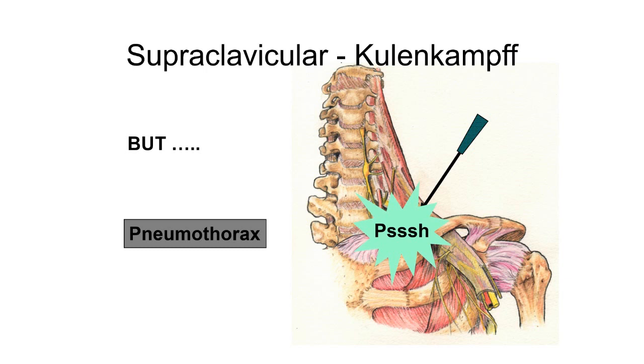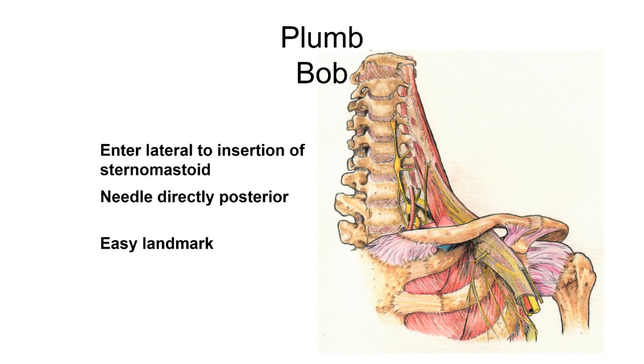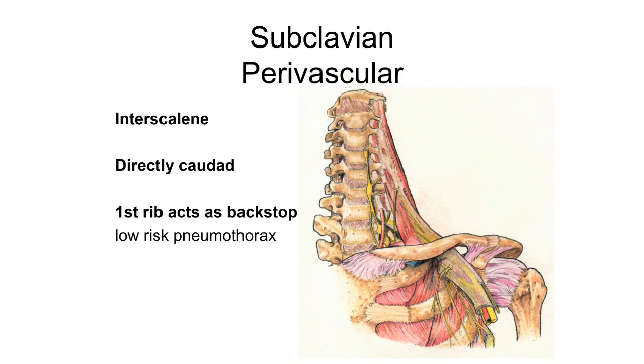Another approach was the plumb bob approach. So the needle was inserted lateral to the insertion of the sternocleidomastoid muscle in the interscalene groove as low down as possible, and the needle was directed from an antero-posterior direction if the patient was lying supine. Another approach was the subclavian perivascular approach, which is like a low interscalene approach. So the subclavian artery was felt in the interscalene groove as low down as possible, and the needle was inserted posterior to the subclavian artery.